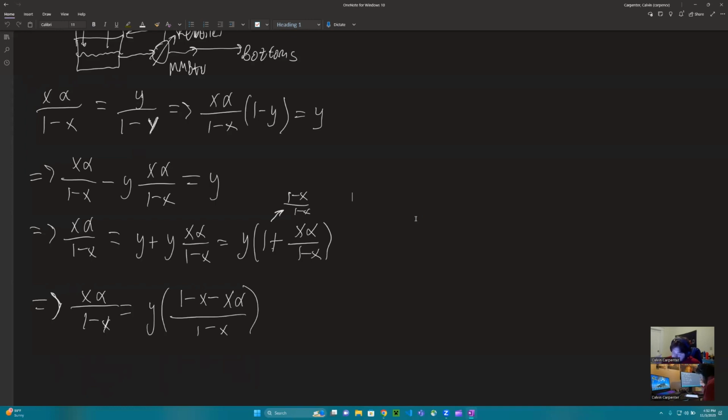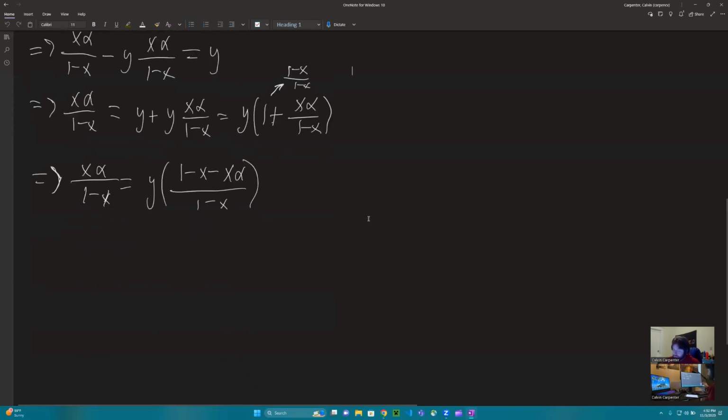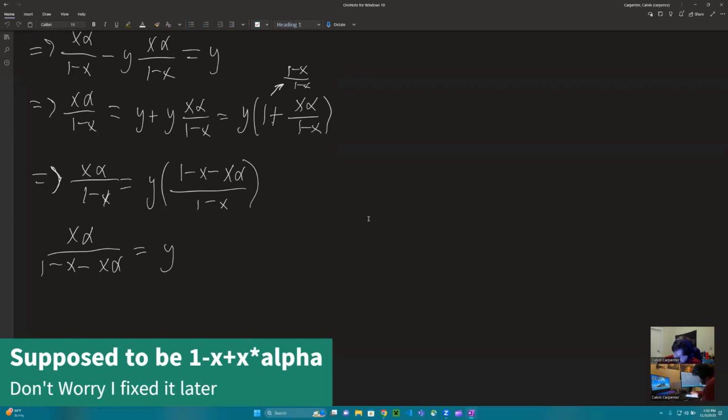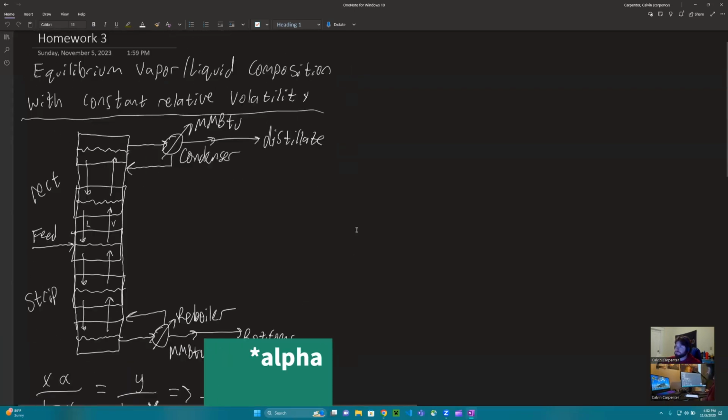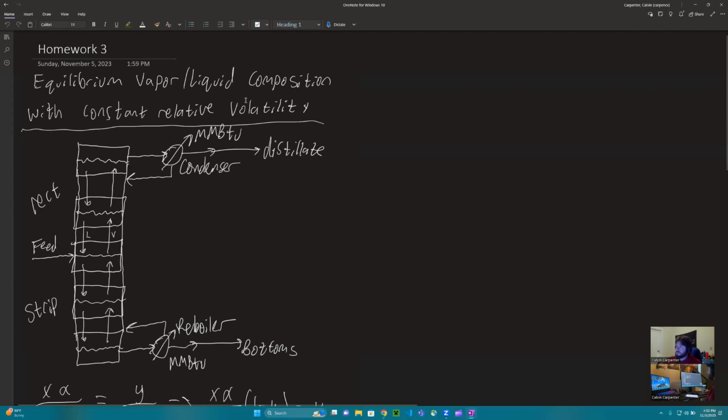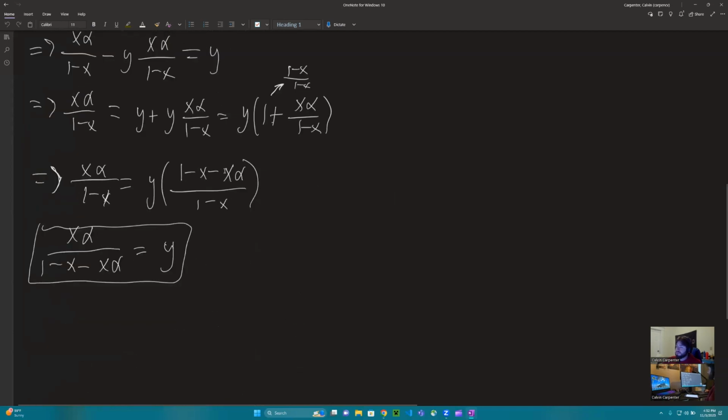Okay. And that leaves us with, if we multiply that by the reciprocal to move it to the other side, then we end up getting x alpha over 1 minus x alpha is equal to y. And that's going to be our equilibrium vapor-liquid composition with constant relative volatility.